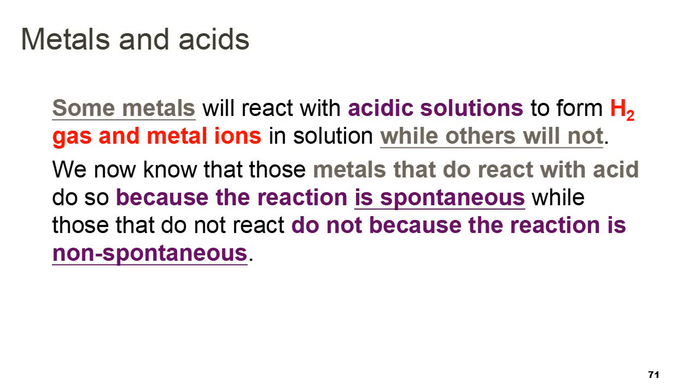Let us now focus on how metals react with acids. Some metals will react with acidic solutions to form hydrogen gas and metal ions in solution, while others will not. We now know that those metals that do react with acid do so because the reaction is spontaneous. On the other hand, those that do not react do so because the reaction is non-spontaneous.